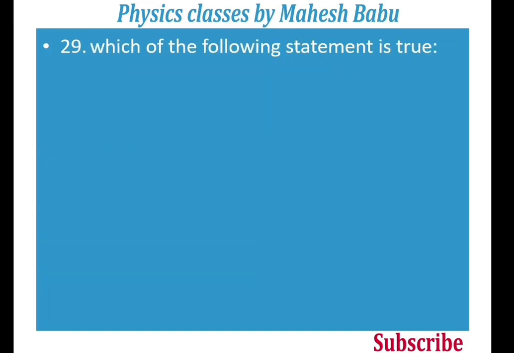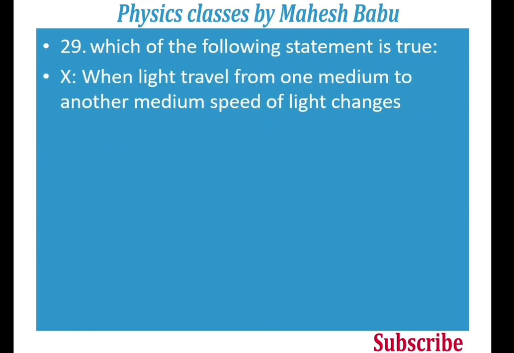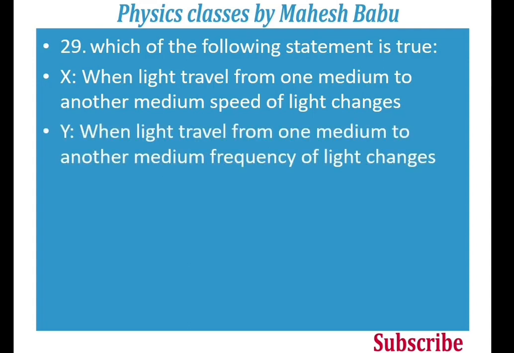Next, which of the following statements is true? When light travels from one medium to another medium, the speed of light changes. Yes. When it is traveling from either rarer to denser or denser to rarer, the speed of light changes. When light travels from one medium to another medium, the frequency of light changes. No, frequency never changes. Frequency is always constant.